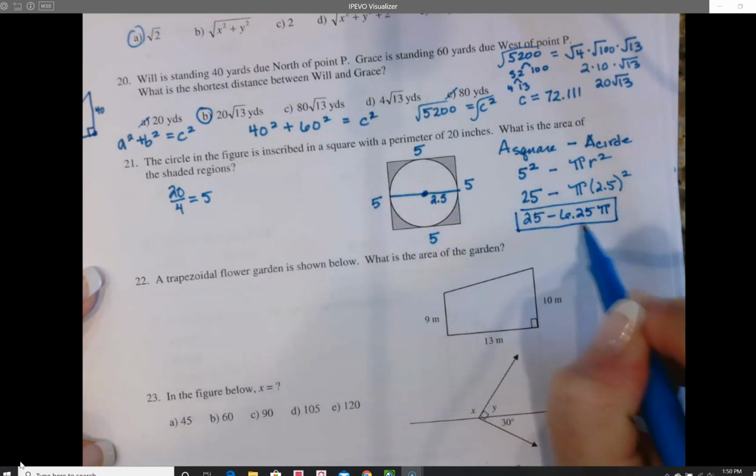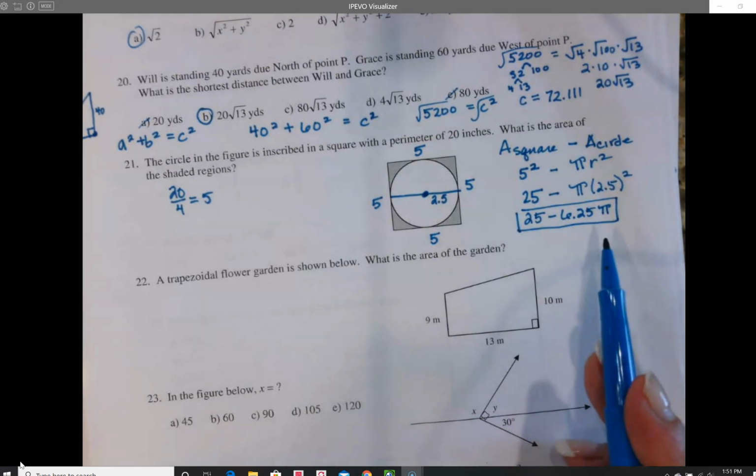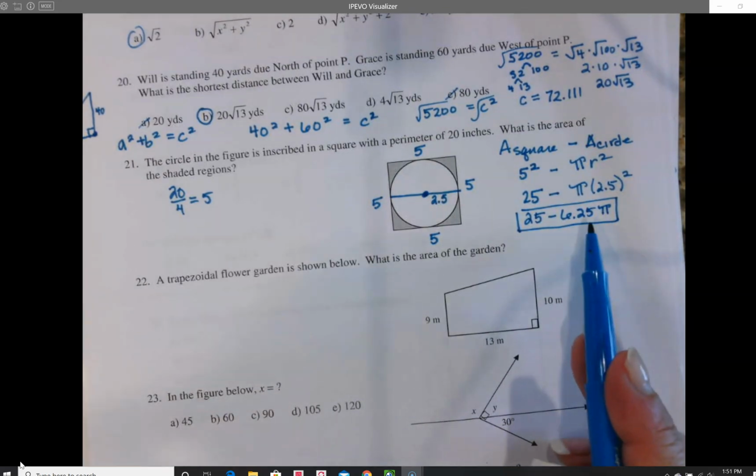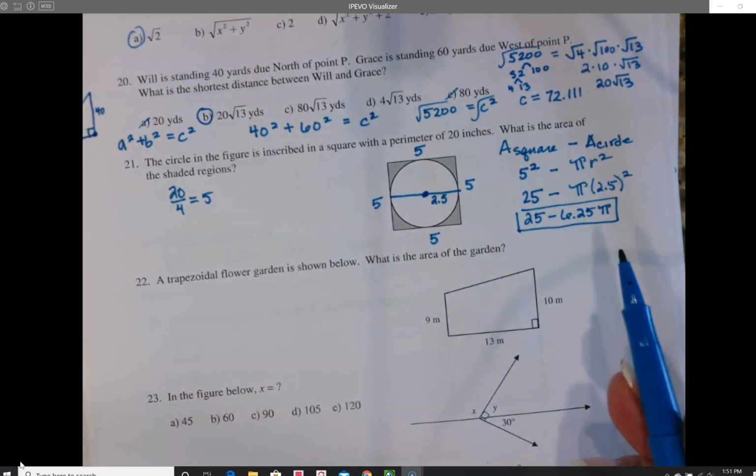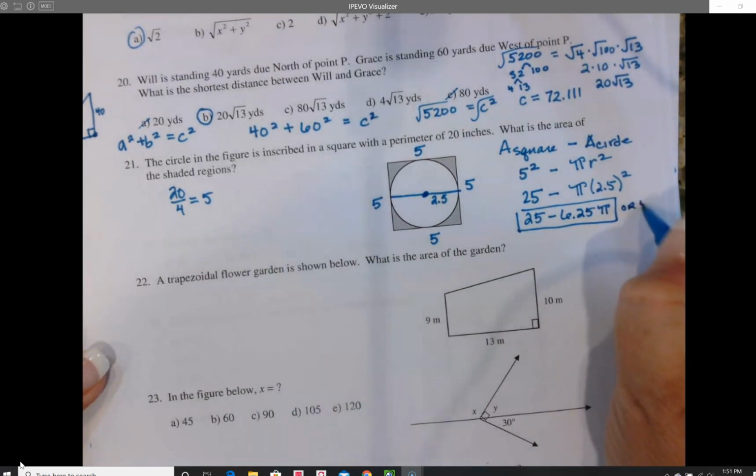And on the ACT, you could expect to see things in terms of pi, so that means they don't multiply the pi out. But if you did go through and multiply it out, you would get the decimal answer, which is 5.37.